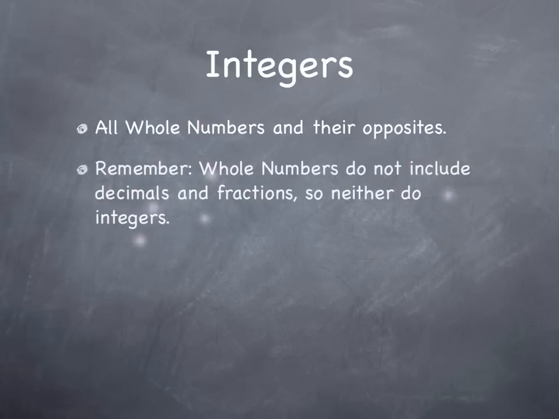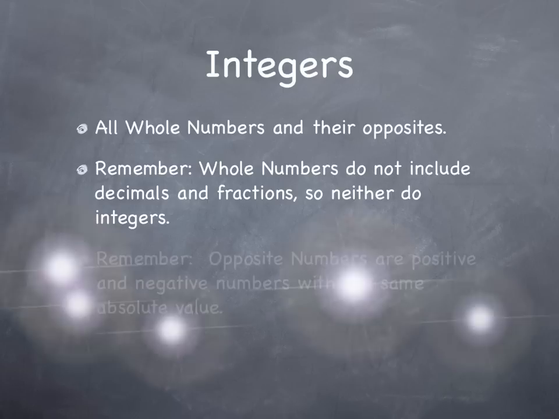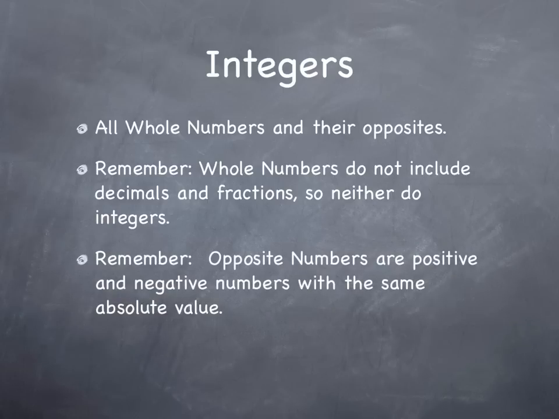Now we want to remember that whole numbers are numbers like 0, 1, 2, 3, 4, etc. They don't include decimals and they don't include fractions, so neither do integers. Also remember that opposite numbers are positive and negative numbers with the same absolute value. So like 5 and -5 are opposite numbers, 7 and -7 are also examples of opposite numbers.